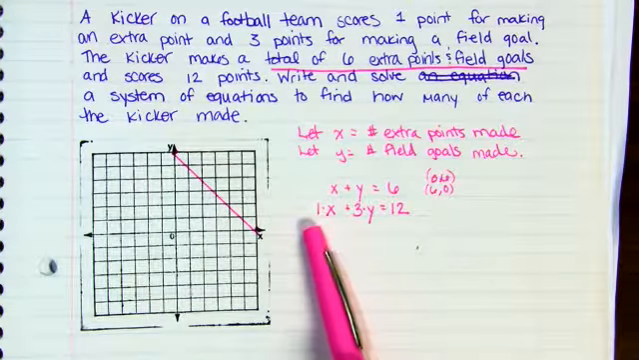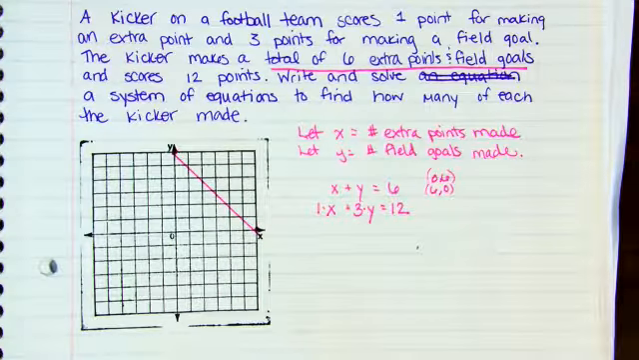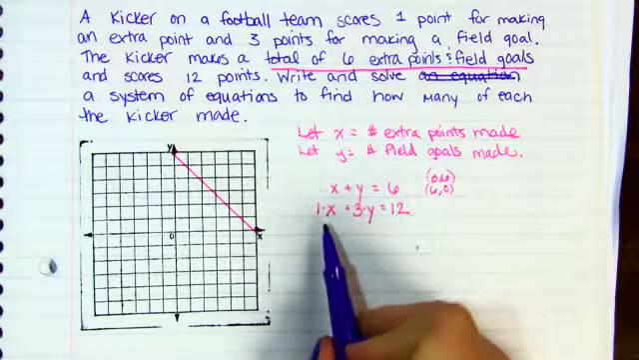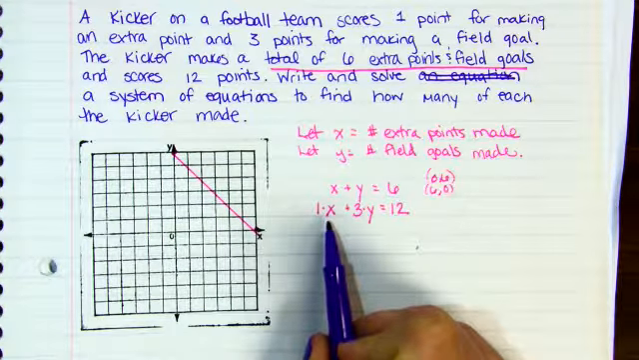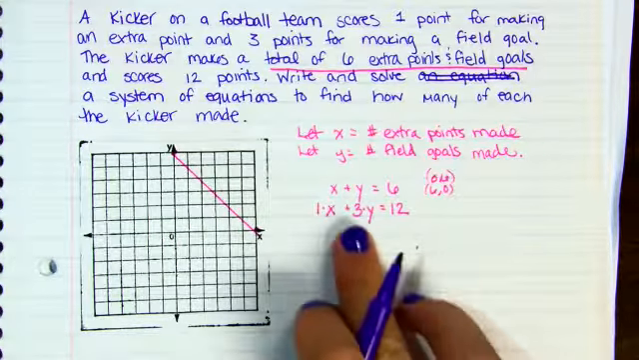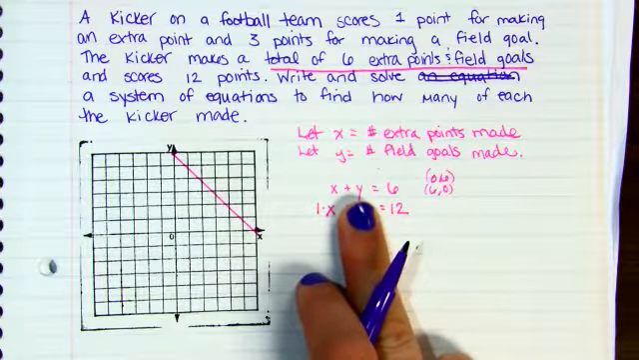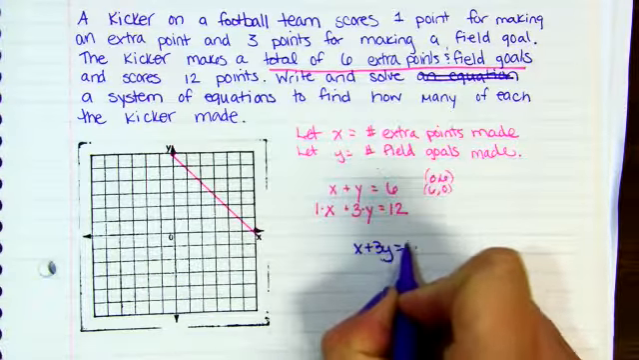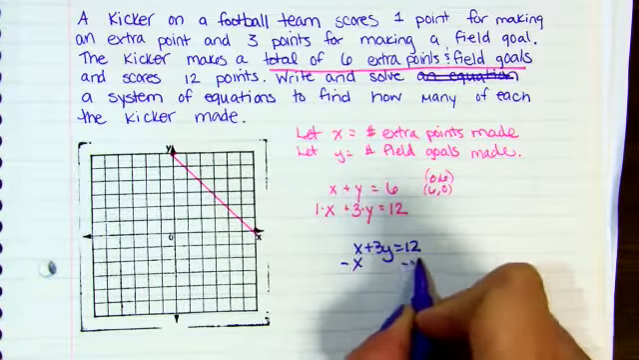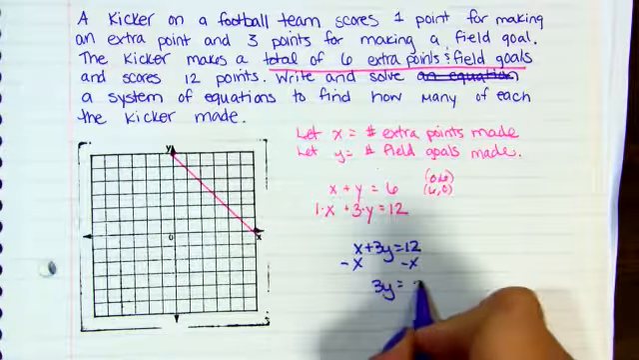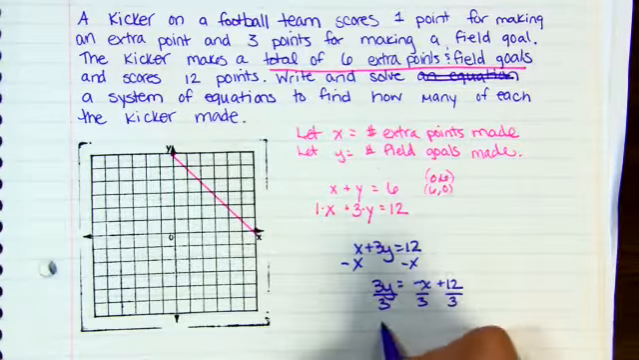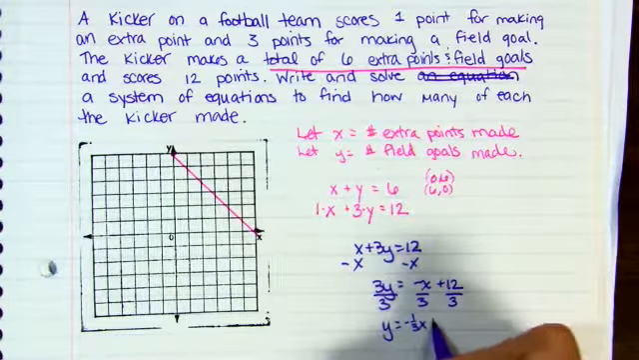And then my second equation, 1x plus 3y equals 12. When I graph this, let's put this into slope-intercept form actually, because if I put in 0 for y, I'm going to get 12 for x, and that's going to be way off my graph. So x plus 3y equals 12. Subtract x from each side. I get 3y equals negative x plus 12. Divide everything by 3. y equals negative 1/3 x plus 4.